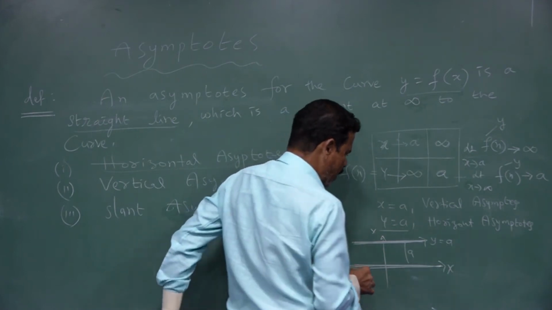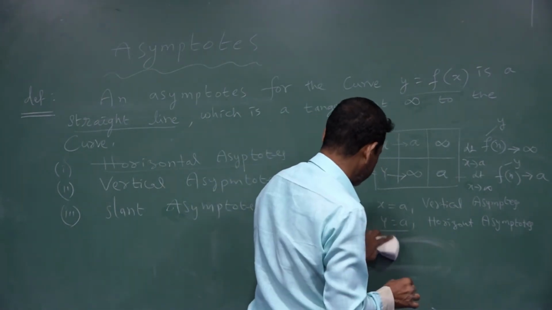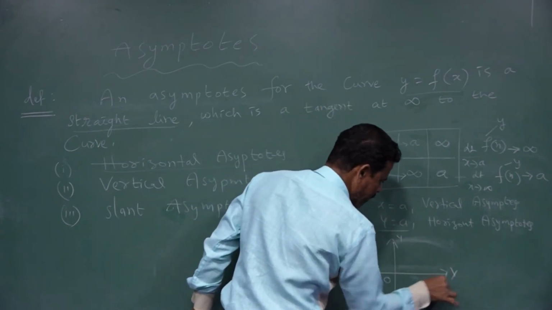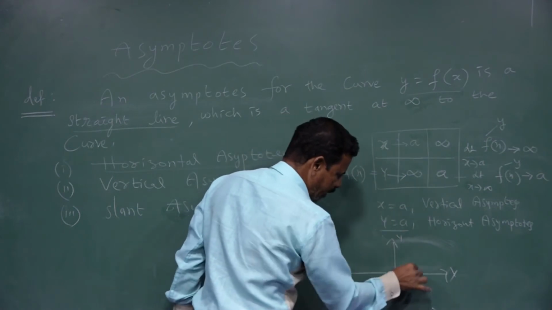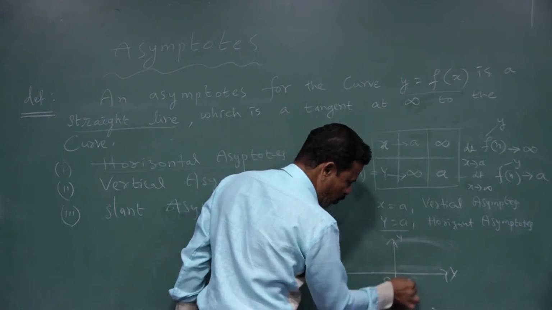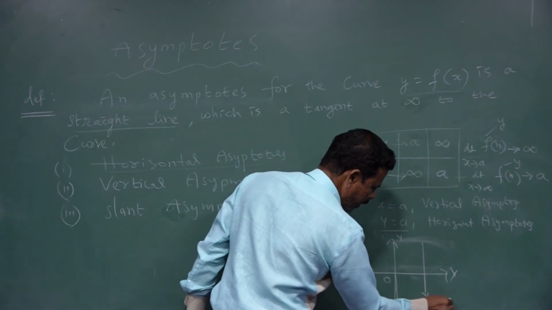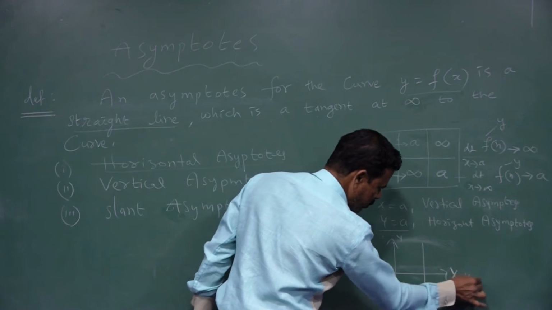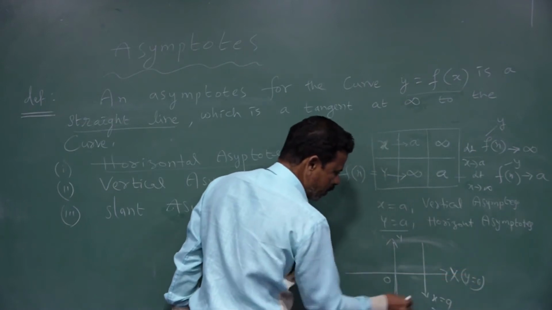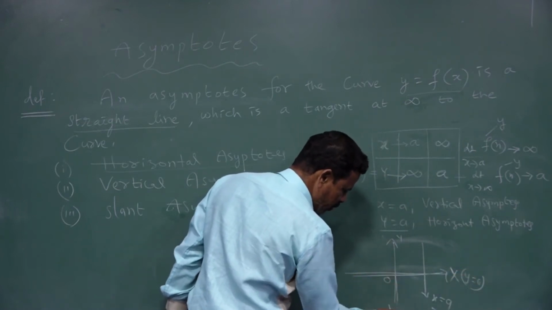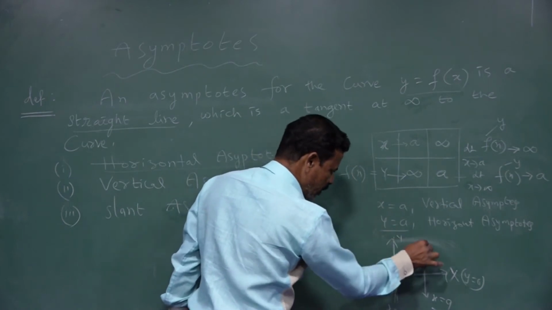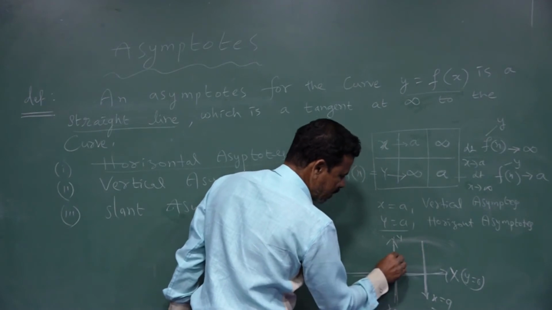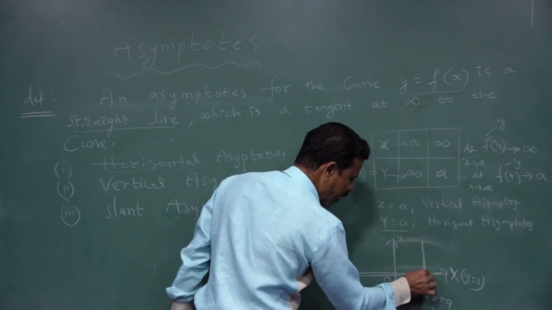In the similar manner, origin, y-axis, x-axis, x is equal to a. X is equal to a means here x is equal to 0. This is x is equal to a, this is x is equal to 0. The x-axis equation is y is equal to 0. Y is equal to 0 is nothing but the x-axis. X is equal to 0 is nothing but the y-axis. So this line is the vertical line. This is parallel to the y-axis. That's why this is the vertical asymptote.